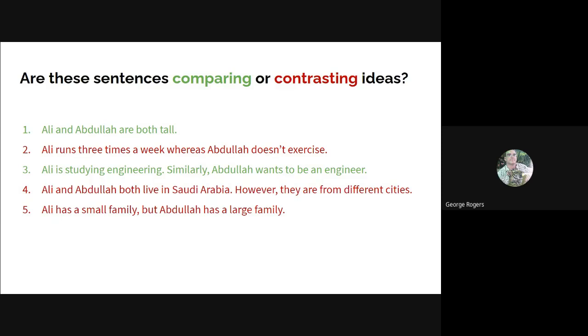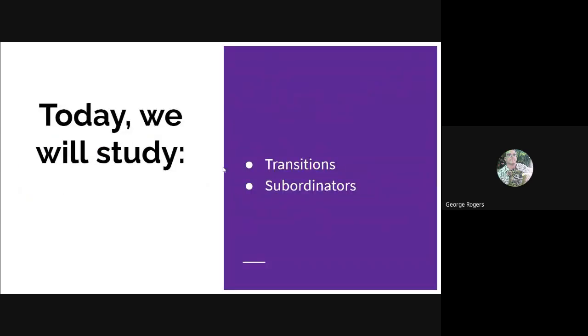Right? Let's go to the next. So today we're going to study transitions and subordinators. The word transitions kind of means moving from one place to another. You're, again, transitioning from high school to college. So today we're going to talk about using transitions when you're comparing things, how things are similar and how they are different.